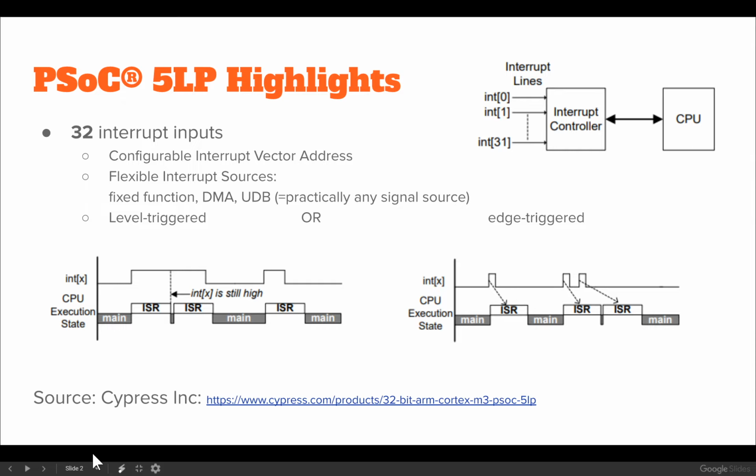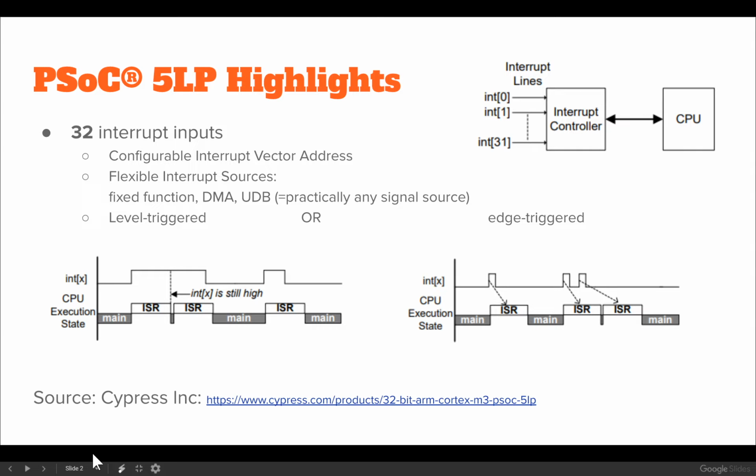So basically you can have the fixed function, meaning some of these fixed properties which are on the processor CPU level, DMA, direct memory access, may have one interrupt source, or then we have these UDBs, universal digital blocks. So practically any signal source you design on your PSoC Creator can be an interrupting signal.